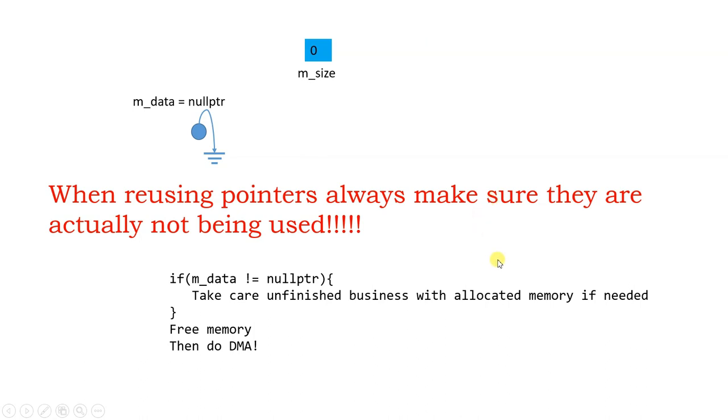And when using pointers, always make sure they are actually not being used. It's extremely important. So as you see, freeing memory is outside of the if statement. If the data is not null, make sure if the data has something important, take care of it. For example, you have some data inside something, you don't want to lose it. First save it in a file, then delete it. Make sure if it's not null, you really don't want it. Then wipe it out. But don't put the free inside there. It doesn't make sense.